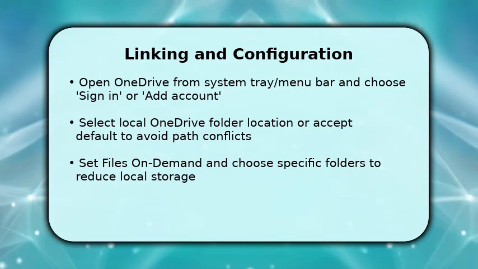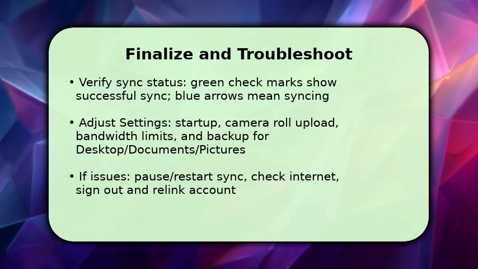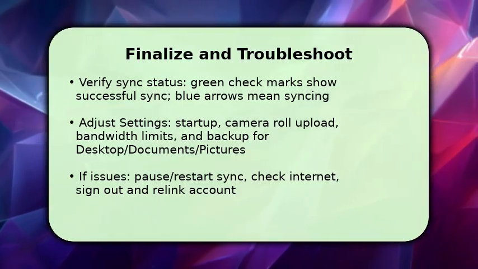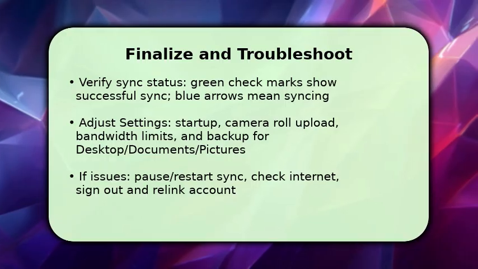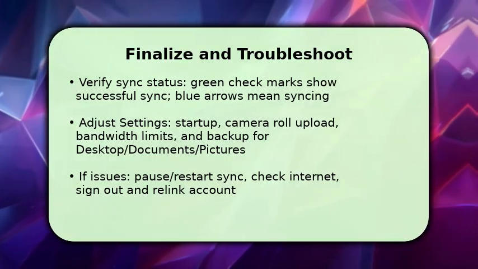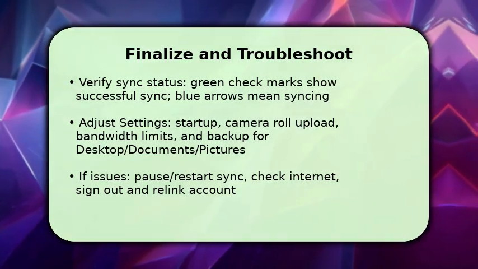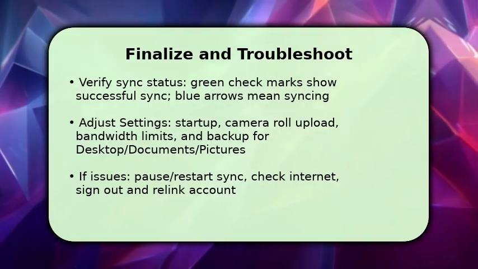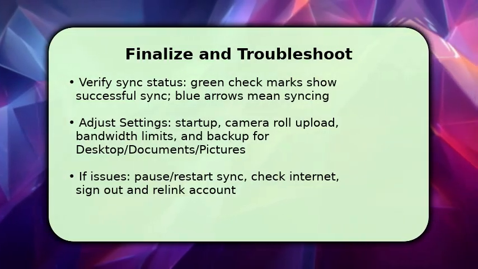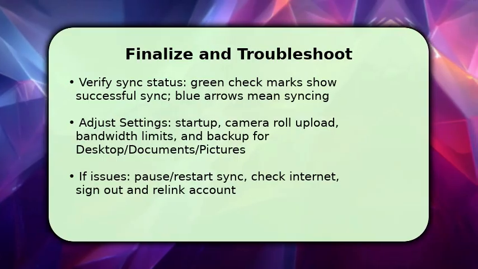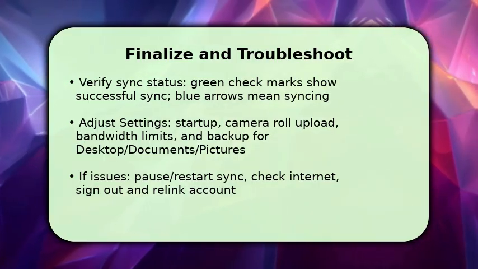To finish, confirm the sync status by checking icons. Green checks mean synced, blue spinning arrows mean syncing. Make sure OneDrive starts at login if you want continuous protection, and enable automatic backup for desktop, documents, and pictures if desired. If something goes wrong, pause syncing briefly, verify your internet, then resume.